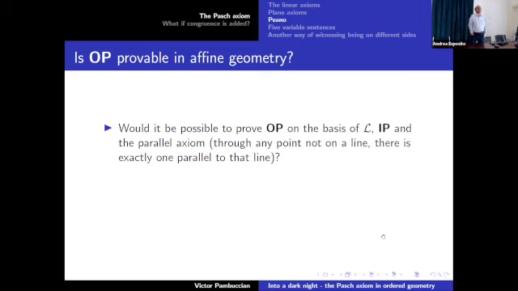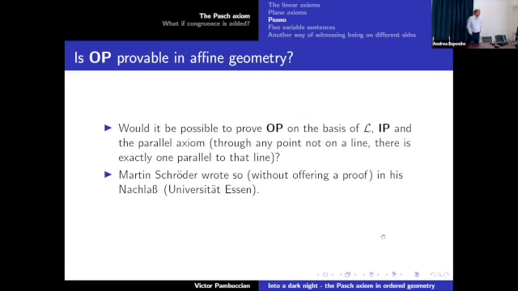Now, you could ask yourself, what would happen if we were to add the fact that there exists a unique parallel from any point to any line? So if we were in affine geometry, could you then, using IP, prove OP? It's not known. Martin Schroeder claimed that this is true, but there is no proof. So the problem is open at the present.